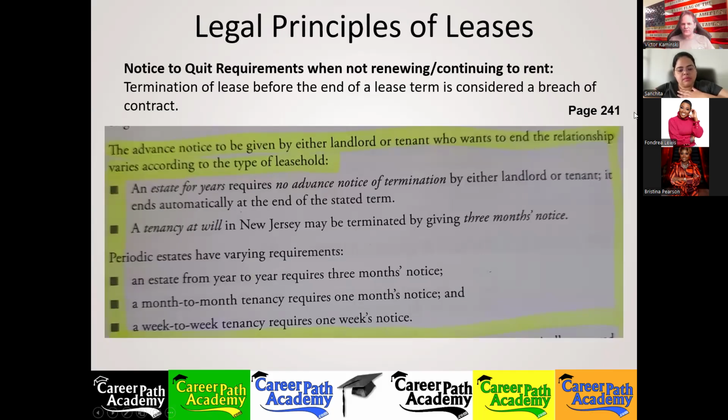All right. So, notice to quit requirement. Let's highlight this on page 241. This is how much notice the landlord or the tenant needs to give so that neither is in breach of contract, but to legally be able to terminate. Remember, anybody who terminates a lease early would be in breach of contract, but certain notifications are required to terminate certain leasehold agreements, like the tenancy at will and periodic estate. Those require advance notice.